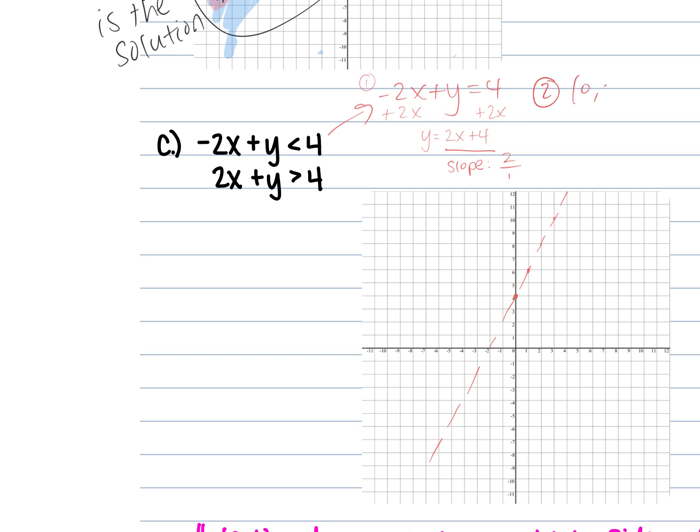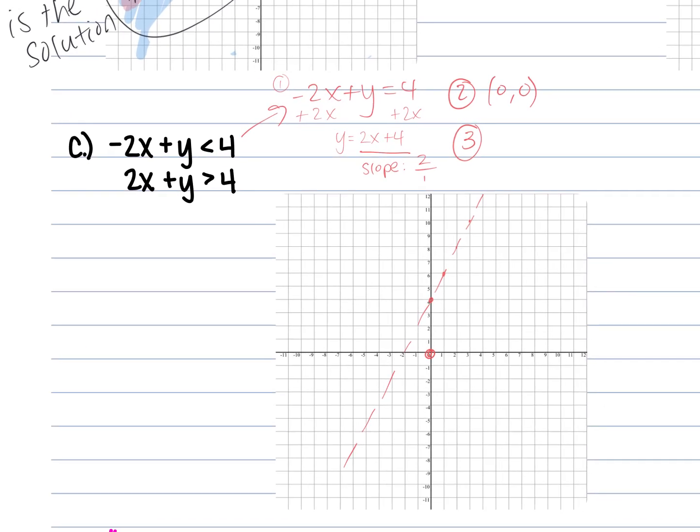0, 0. I love it. 0, 0 is down here in the middle of my graph. Mia, plug it in. What do I get? You plug it into the inequality. The very first one. Very good. So it would be -2 times 0 plus 0 is less than 4. Is 0 smaller than 4, Mia? Yeah, it is, right? So I would put a check mark.